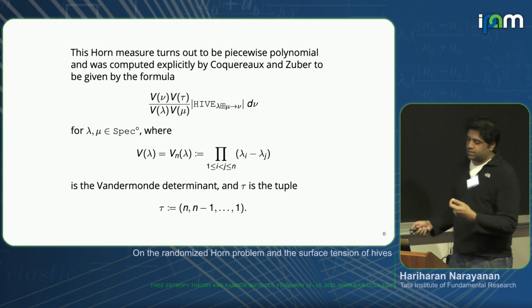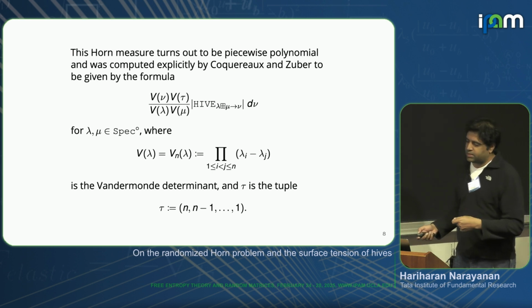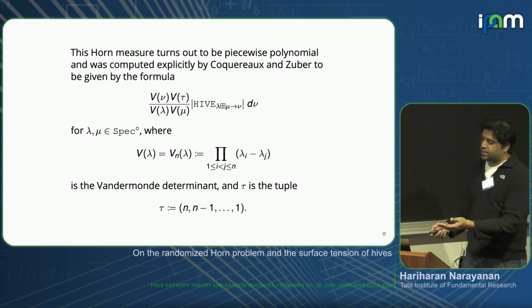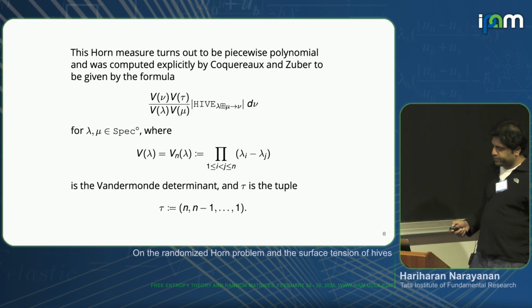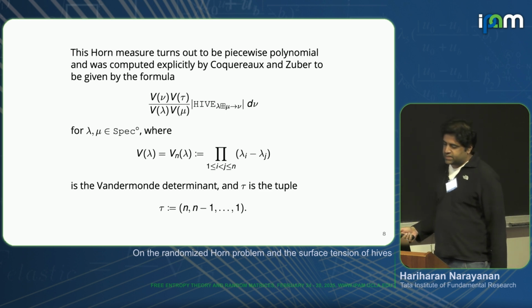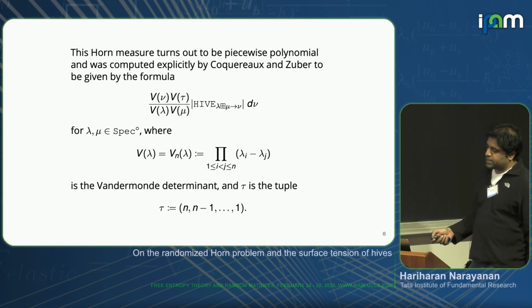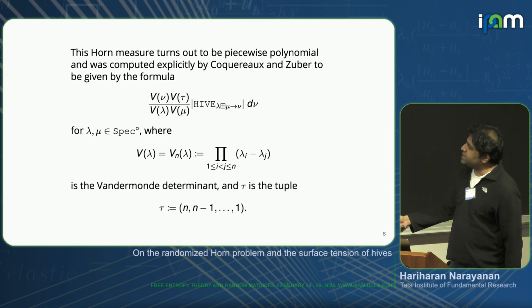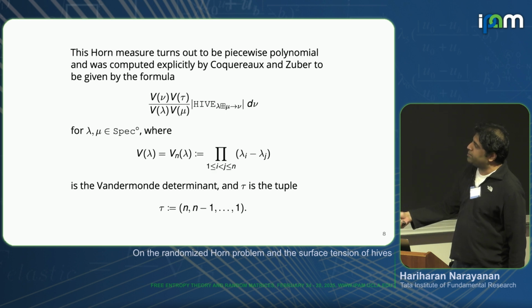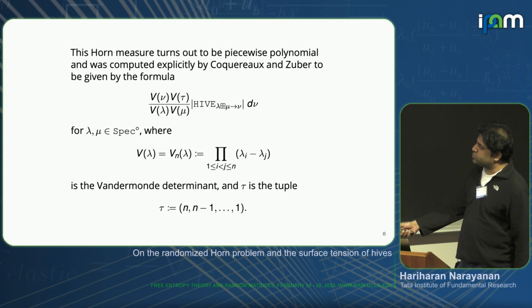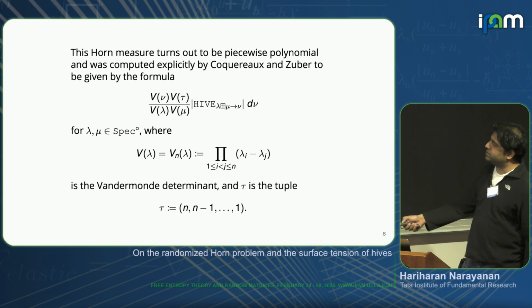But we are interested in a question related to a measure on this polytope, namely the Horn measure. This Horn measure is a piecewise polynomial. It was computed explicitly by Cucurella and Zubair. It's given by this formula. These are Vandermonde determinants. So nu, lambda and mu correspond to the eigenvalues lambda, mu, and nu. This tau is one fixed vector. It's always n minus 1 all the way up to 1. So it's just a constant gap vector.